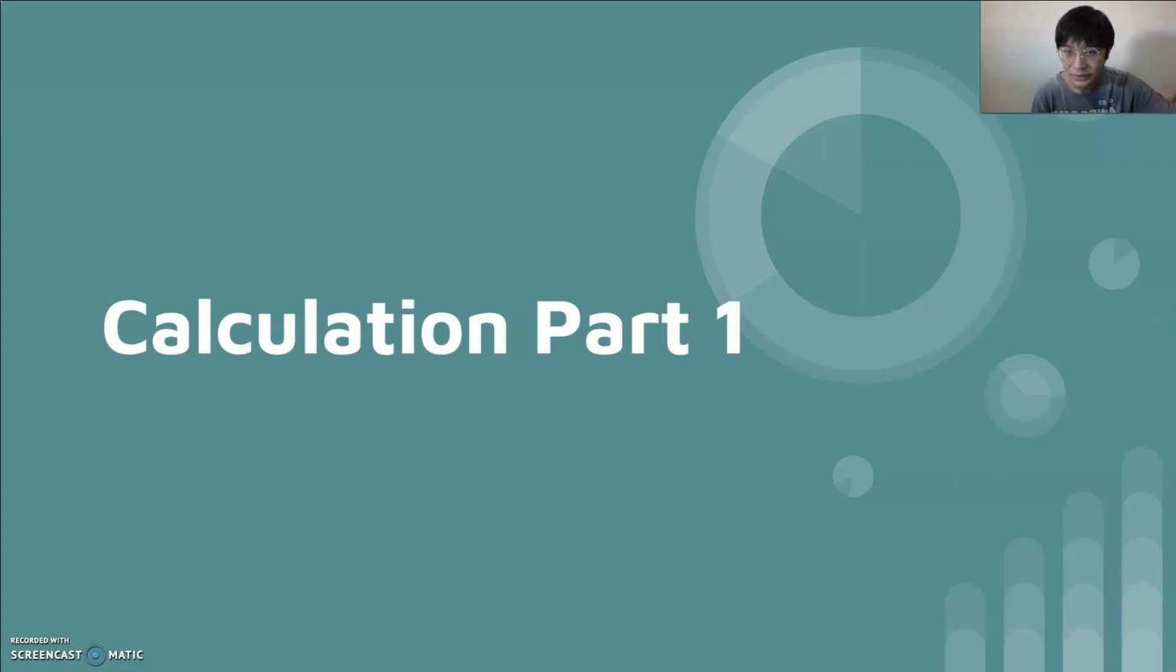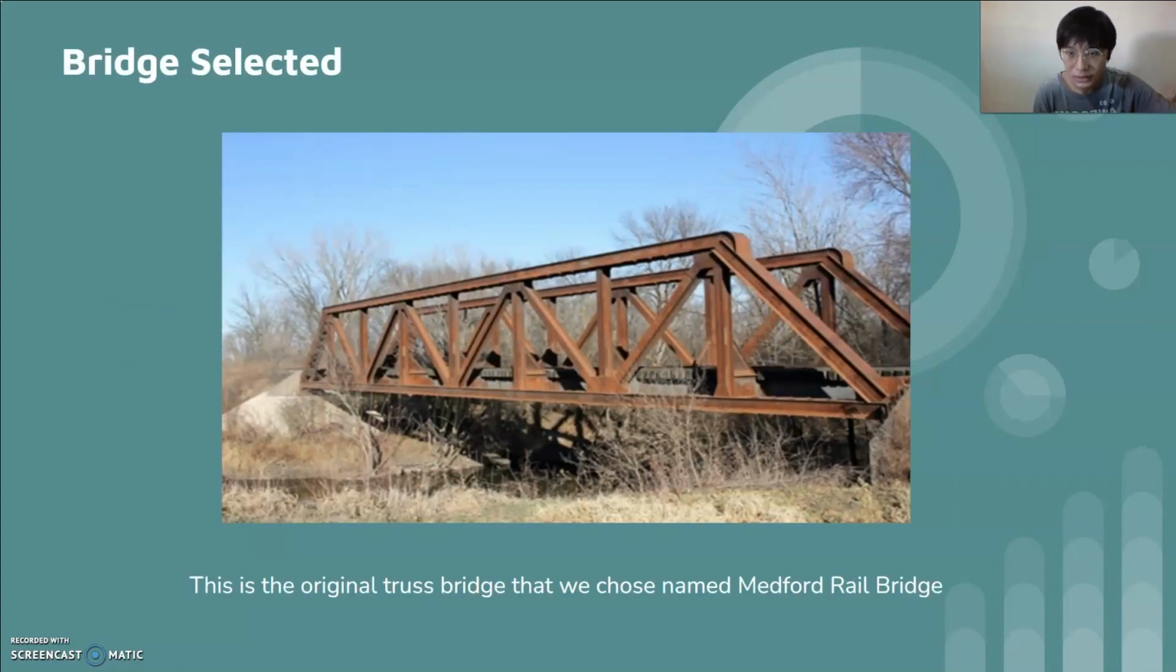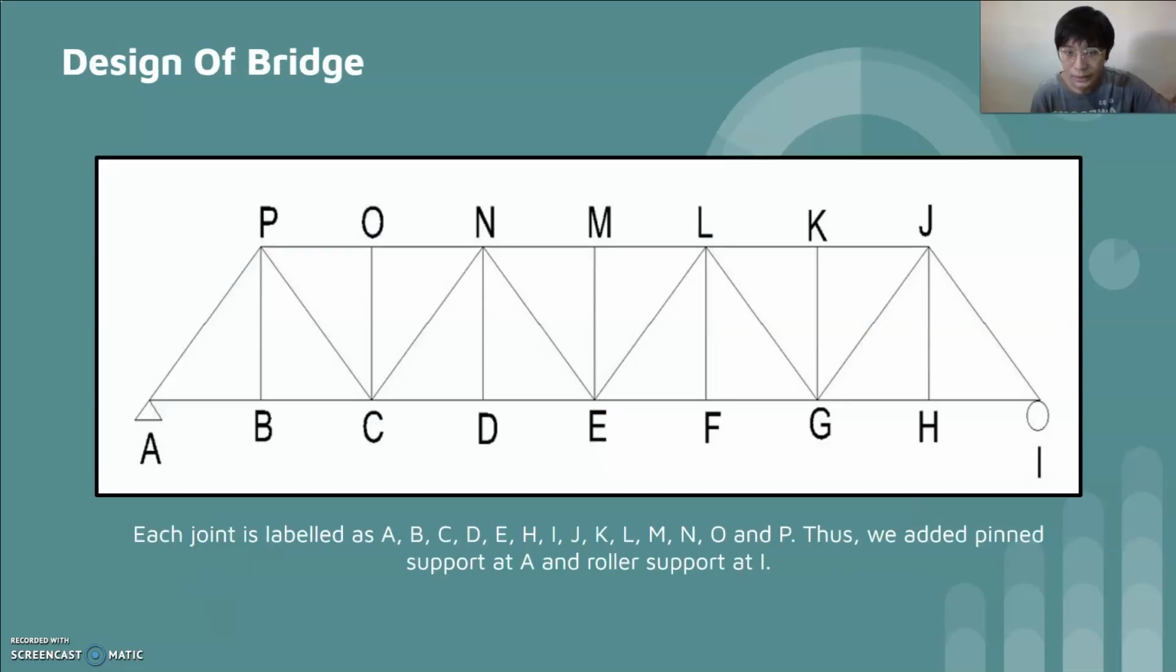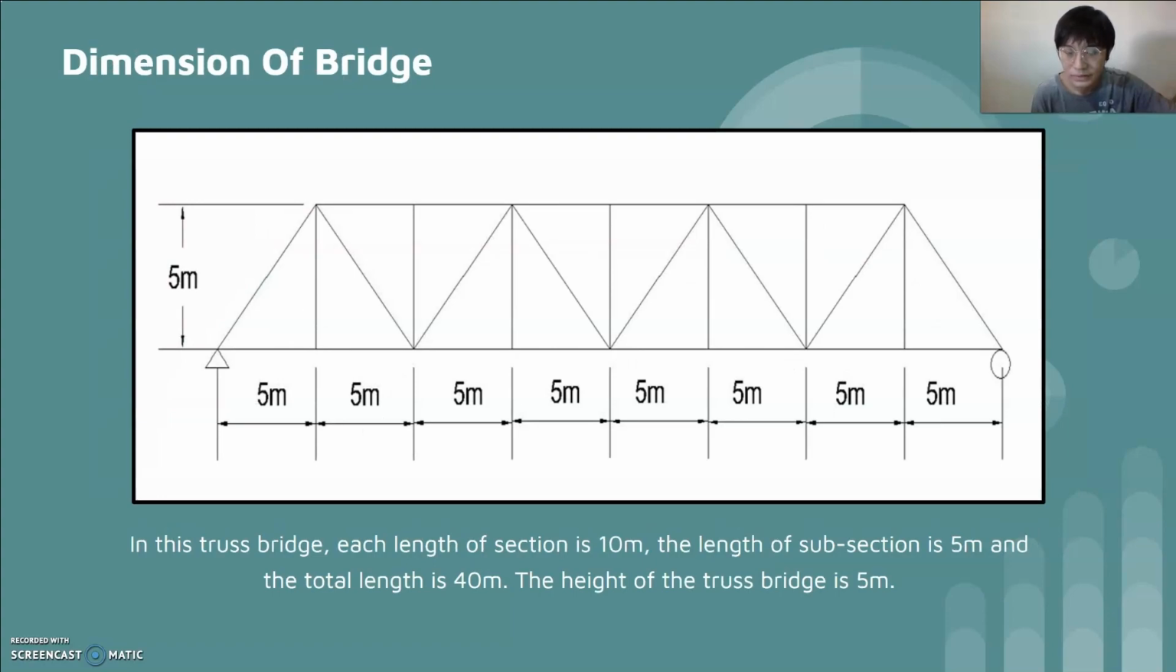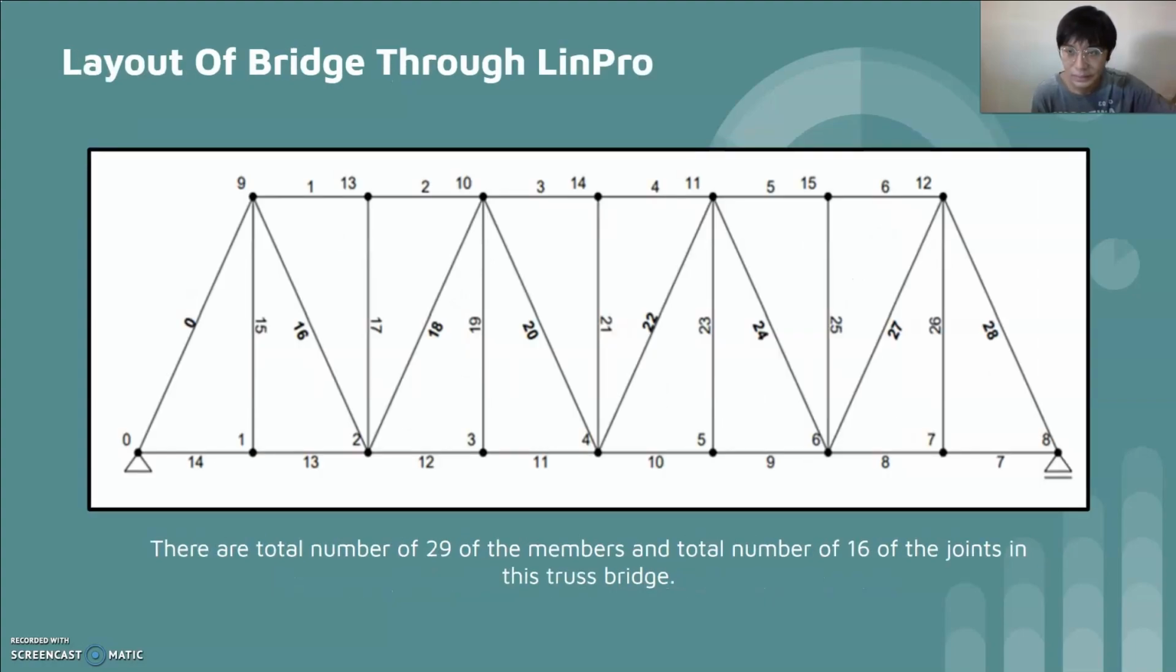My name is Kevin Chai Chi-Sian. I will be presenting calculation part 1. So this is the original truss bridge that we chose, named Medford Rail Bridge. We added pin support at A and roller support at I. Each length of the section is 10 meters and the length of the subsection is 5 meters, and the total length is 40 meters. The height is 5 meters.